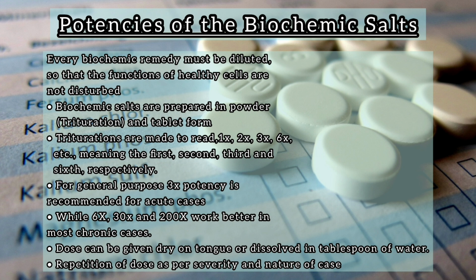Every biochemic remedy must be diluted so that the functions of healthy cells are not disturbed. Biochemic salts are prepared in powder and tablet form. Trituration is a preparation process of the drug. Triturations are made as 1x, 2x, 3x, 6x, and so on. For general purposes, 3x potency is recommended for acute cases, while 6x, 30x, and 200x work better in most chronic cases. Doses can be given dry on the tongue or dissolved in a tablespoon of water. The repetition of dose can be given as per the severity and nature of the case, and drug selection needs to be done by considering the totality of symptoms.